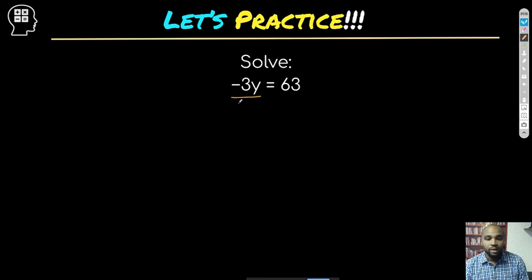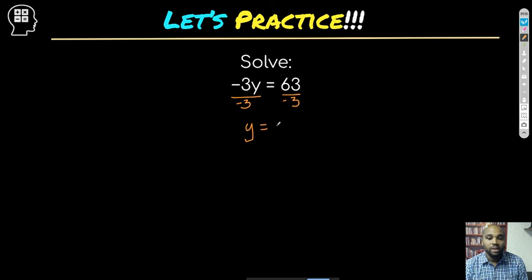I want to divide by negative 3. Notice I didn't say 3, because if I just divided by 3, it'll give me a negative y. But I want to get rid of this negative. So negative 3 divided by negative 3 gives me a y. A negative divided by negative, if you remember, gives me a positive value, which is a positive 1. And that's what I'm looking for. So now I'm going to do the same thing on this side, which is divided by negative 3. 63 divided by negative 3.